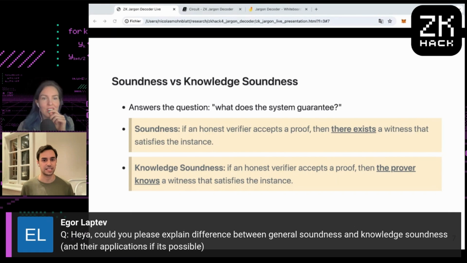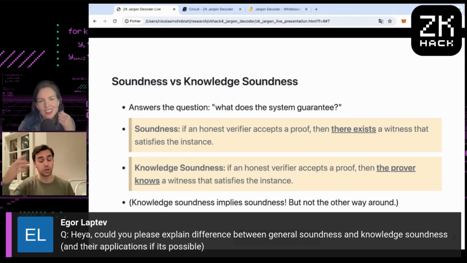Exactly. Say our instance was a super large number that ends in a 2, and I ask you, can this be factored? You can very quickly say yes and prove it to me, but you don't need to know the factorization, right? So that's a difference. And again, knowledge soundness means you also have soundness, because if someone knows the witness, then the witness must also exist. But the other way around is not true. The witness exists, but maybe you don't know it.